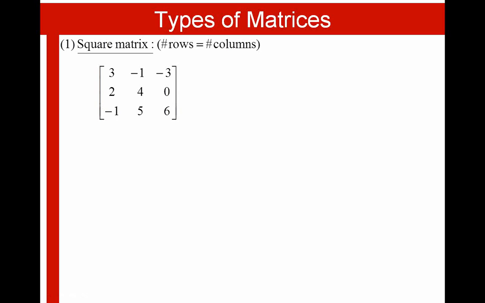Types of matrices. The different types of matrices that we will encounter in this course are: number 1 type is a square matrix. A square matrix is a matrix that has an equal number of rows and columns. For example, this one here is a 3 by 3 matrix. It has 3 rows and 3 columns. We can see that the main diagonal of the matrix is the diagonal running from left to right. This is called the main diagonal.